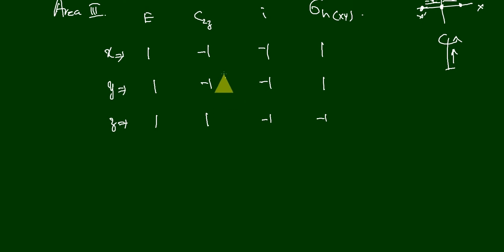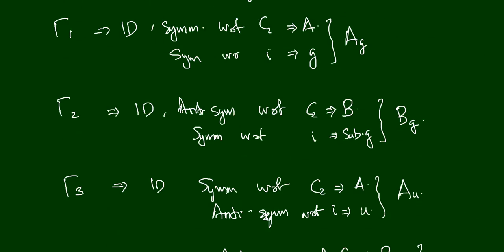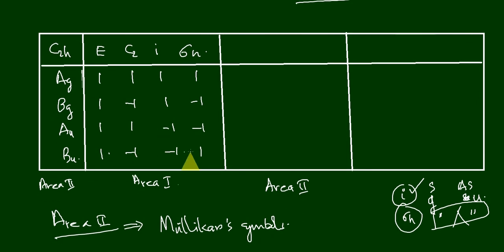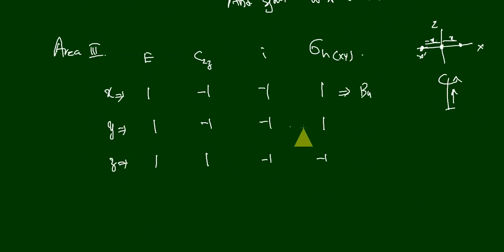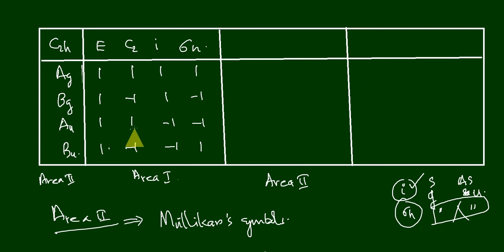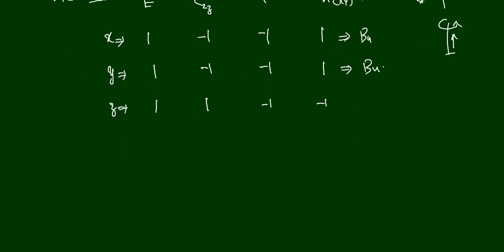So now we can check what these are. 1 -1 -1 1. This corresponds to our BU, right? You can look at the character table here. 1 -1 -1 1 corresponds to BU. The next one is the same, 1 -1 -1 1, so that also corresponds to BU. The last one is 1 1 -1 -1. What is that? That corresponds to AU. So Z transforms according to AU.